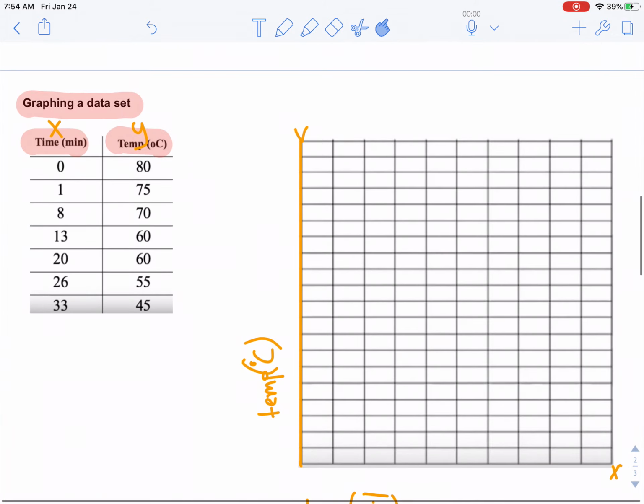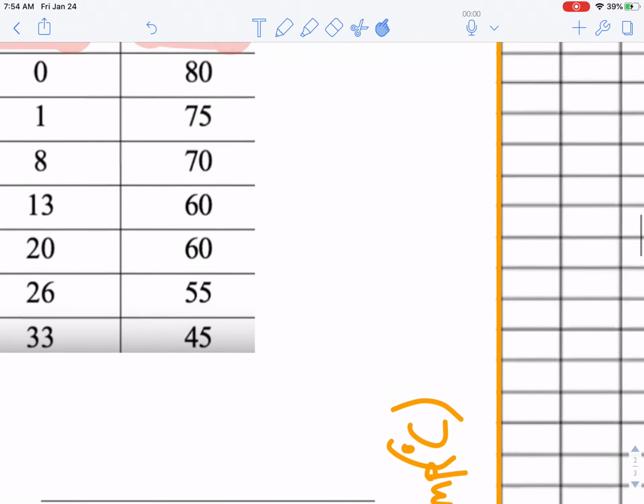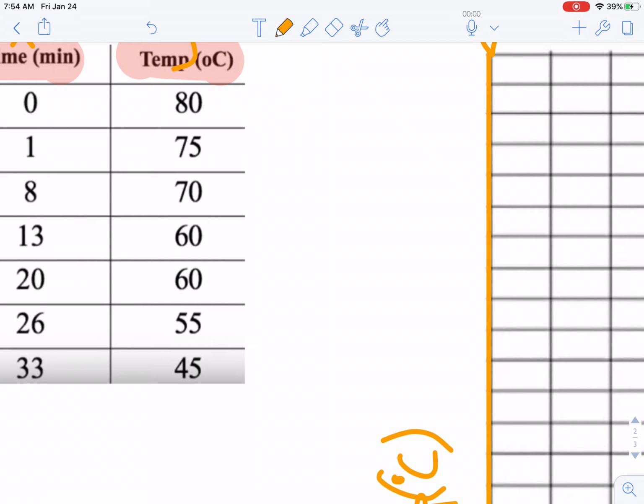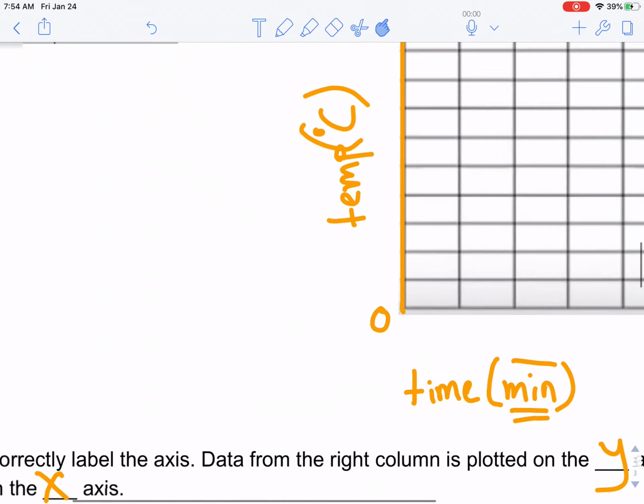Okay, so let's do this y-axis here. The highest point is 80 degrees Celsius. And the lowest point, some people would think it's 40, but that's not right. The lowest point is the origin of the graph, because in physics class we always start at the origin in our graphs, which is going to be 0 degrees Celsius.